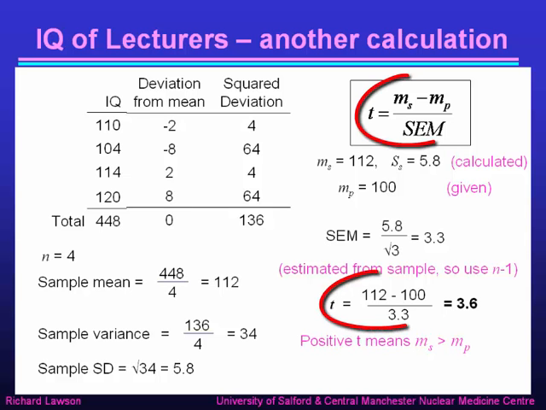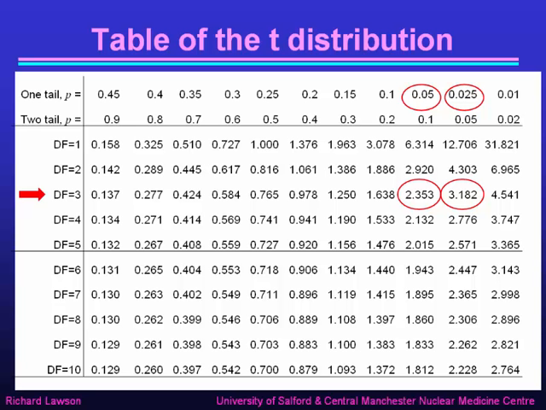So t is the sample mean 112 minus the population mean 100 divided by the standard error of the mean, which is 3.3, and that comes to 3.6. So we need to know whether this is significant, and first of all let's note that it has a positive sign. So if t is positive, that means that ms must be bigger than mp, so at least our sample mean, our IQ of our lecturers, is greater than the population mean, 100. So it's in the right direction. The number of degrees of freedom is n minus 1. n was 4, so the number of degrees of freedom is 3. So we have a t of 3.6 with 3 degrees of freedom.